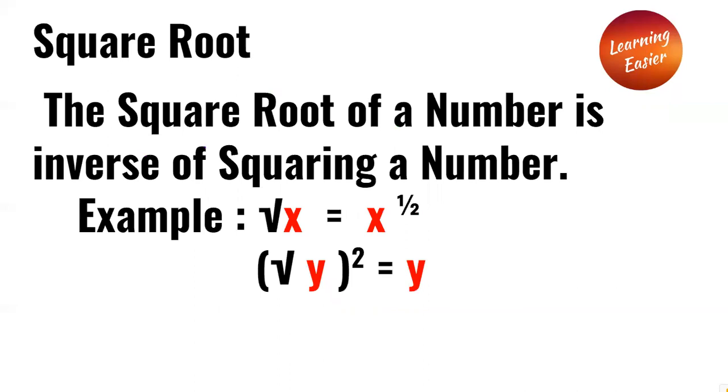Square root. The square root of a number is the inverse of squaring a number. Example, square root of x is equal to x to the 1/2 power. If there isn't a 2 or any number there, it means it's the square root, unless there's a number there like 3 or 4, and it's going to be like the cube root of x. Parenthesis, square root of y, parenthesis to the power 2 is going to be equal to y.